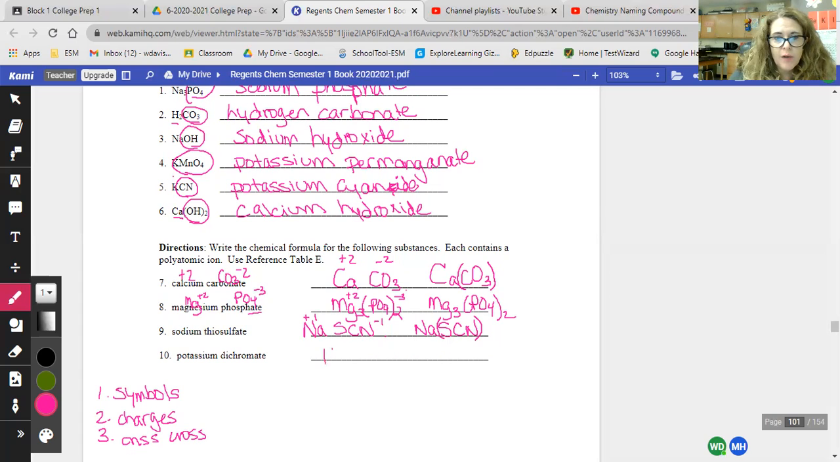So now we'll do potassium dichromate, K for potassium. I'm going to look up dichromate on my table E, and that's going to be Cr2O7. And now I'm going to do my charges. So potassium is a +1. And the dichromate is a -2, right? So +1 and a -2. So when I crisscross, I need one of the dichromates, because I'm going to bring that 1 down over here. Then I'm going to bring the 2 over here to the potassium. So I'm going to have 2 potassiums and then the dichromate. And then again, you can put that in parentheses if you would need that.